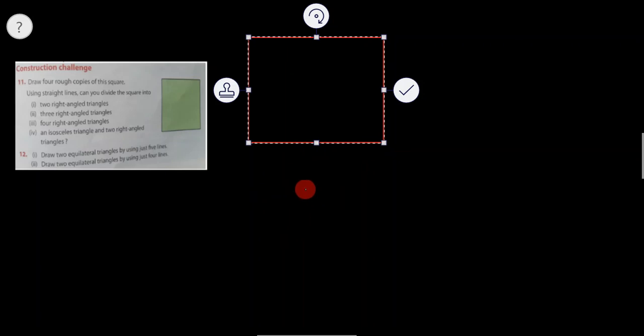Okay, good morning guys. So this was the challenge that I set you yesterday. It's a construction challenge. What it asks you to do is draw four rough copies of this square. So let's do that first of all. We make four squares. So we'll call that square one.